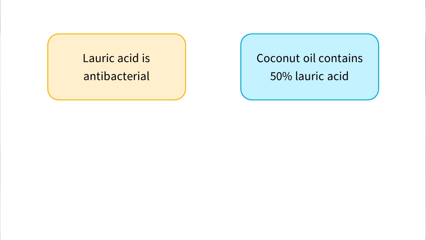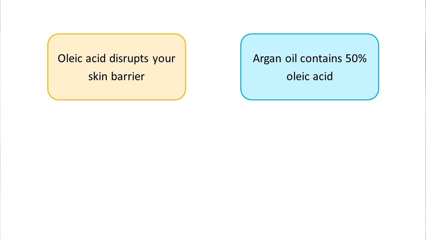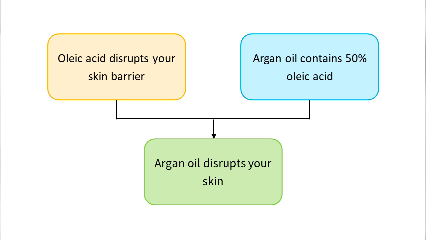as they sound. For example, you might see, "Lauric acid is 15 times better at killing acne bacteria than benzoyl peroxide. Coconut oil is 50% lauric acid, so coconut oil is going to be fantastic at killing acne bacteria." Or, "Oleic acid disrupts your skin barrier. Since argan oil contains about 50% oleic acid, it'll disrupt your skin." But chemistry and biology say otherwise. Let's chat about fatty acids and triglycerides.